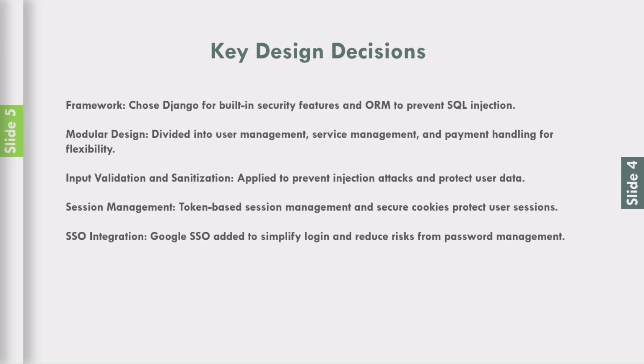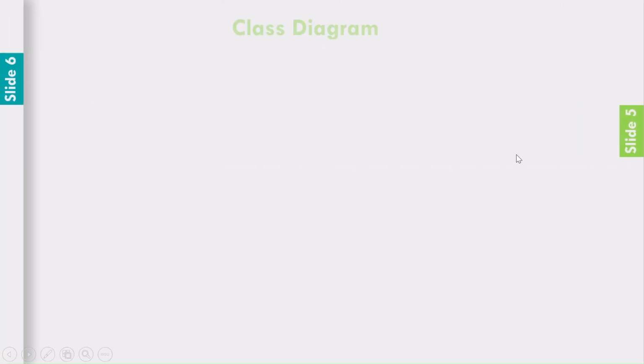While designing our project, as I've discussed before, we chose Django as the backend for the website because of its built-in security features and ORM to prevent SQL injection. We divided the application into parts for increased modularity, and we have implemented necessary validation and sanitization, and session management for each user. As Raj has discussed before, we have integrated SSO, a service by Google itself. Next slide is the class diagram.